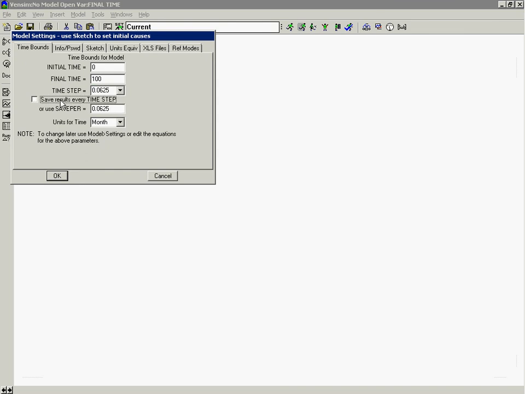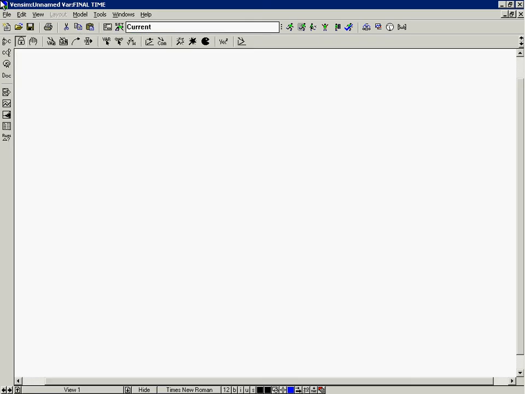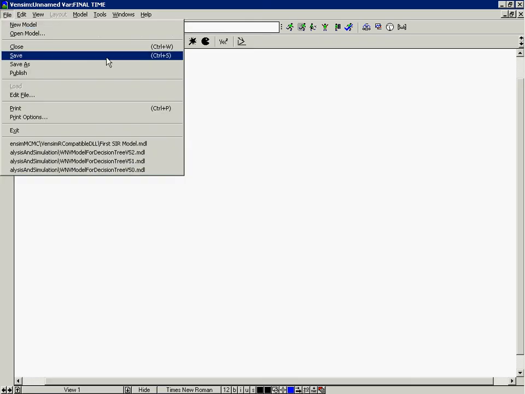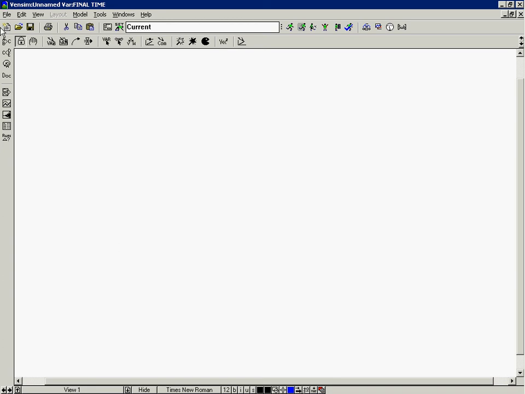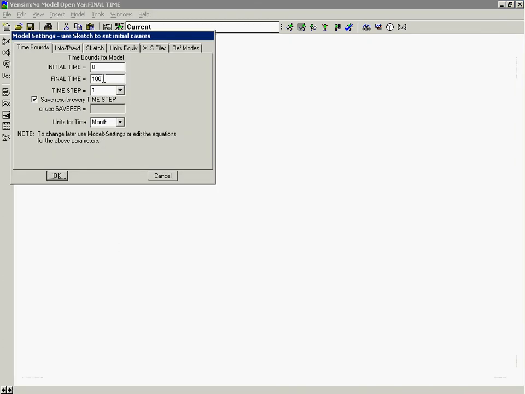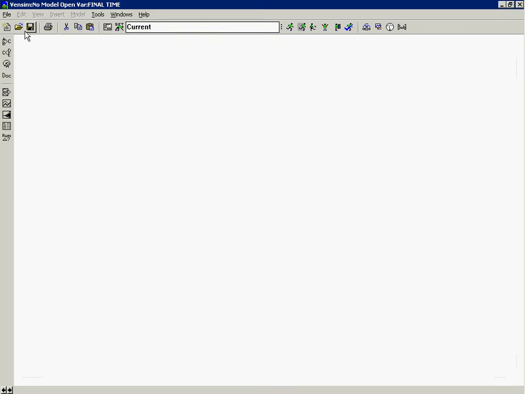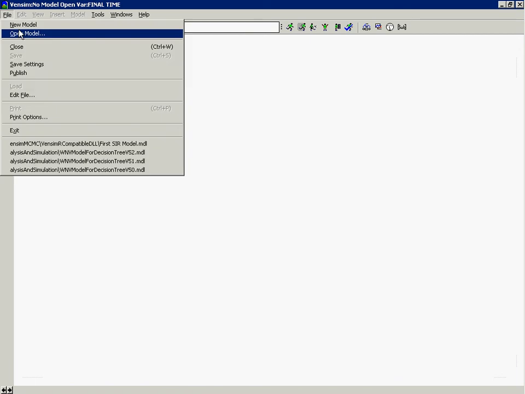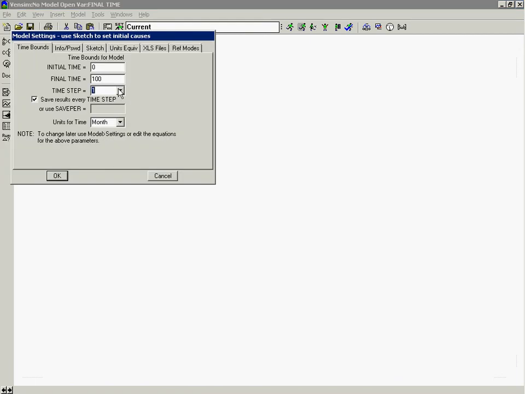So I just called this up when I said file new model. So I just created a new model. So I did file new again and picked 0.0625. And I unclicked this save results every time step. You folks can keep it clicked or not. Okay, so this is a new model. Sorry, I thought I opened that, but okay, fine.